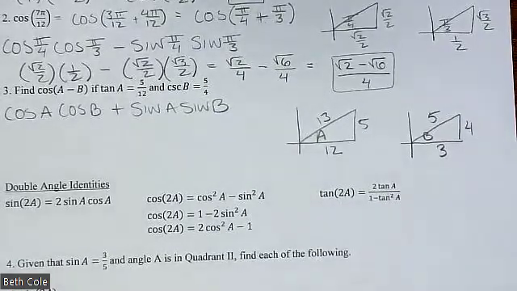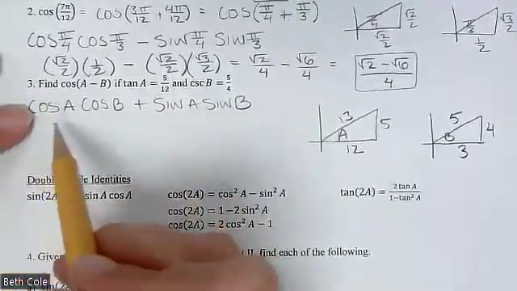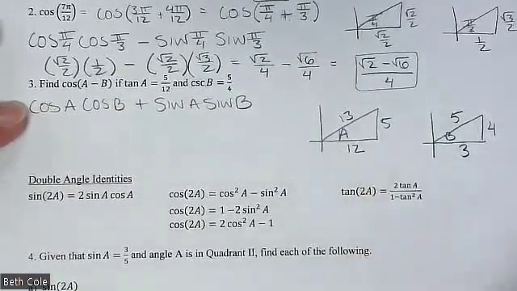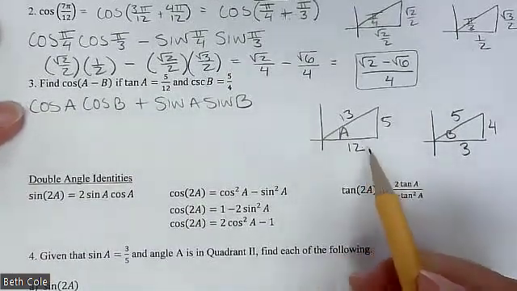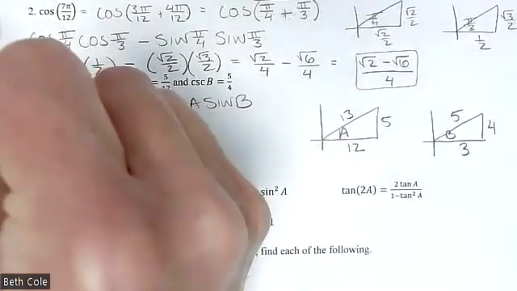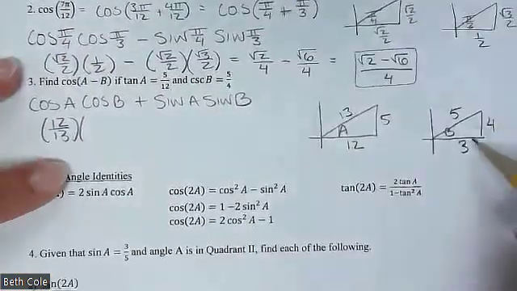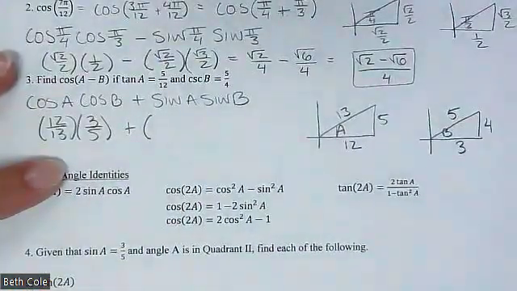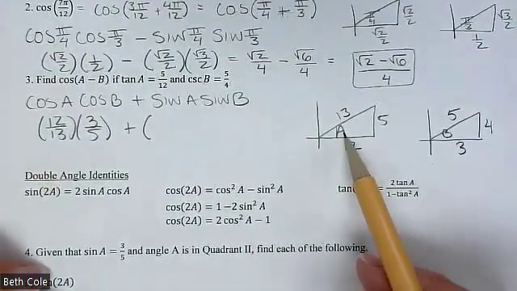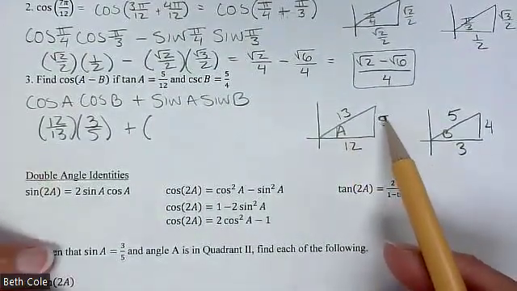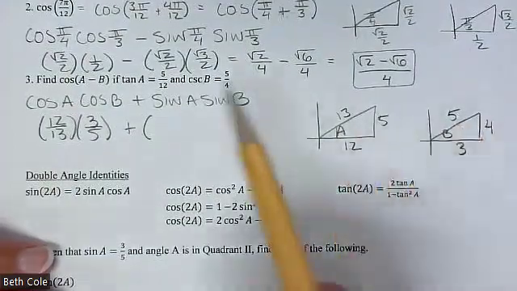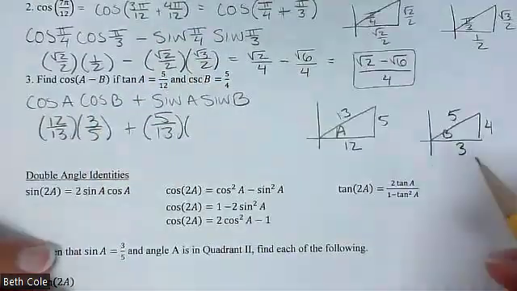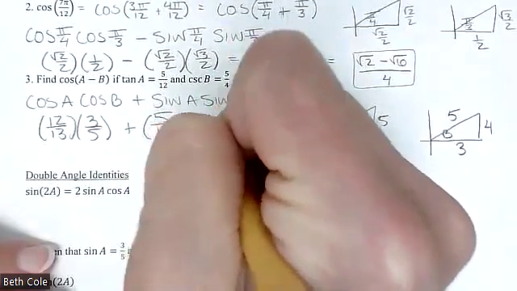All right. That is your work. Now you're going to just answer the question. Cosine A. So here's A. Cosine would be what over what? Good. So that would be 12 over 13. Cosine of B would be 3 over 5. Sine of A. Now sine would be what over what? Good, perfect. Opposite over hypotenuse, so that'll be 5 over 13. And then sine of B, be 4/5.